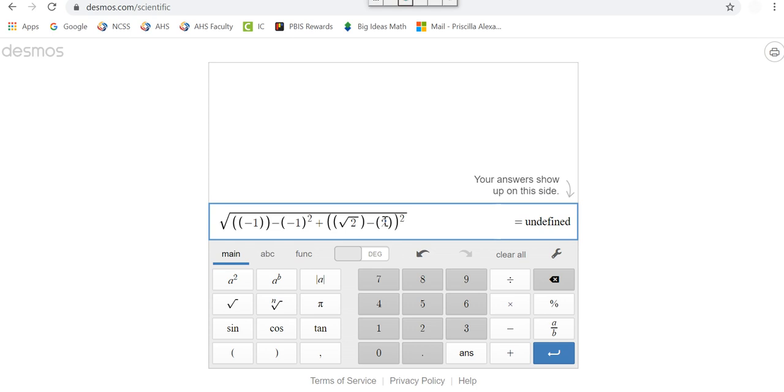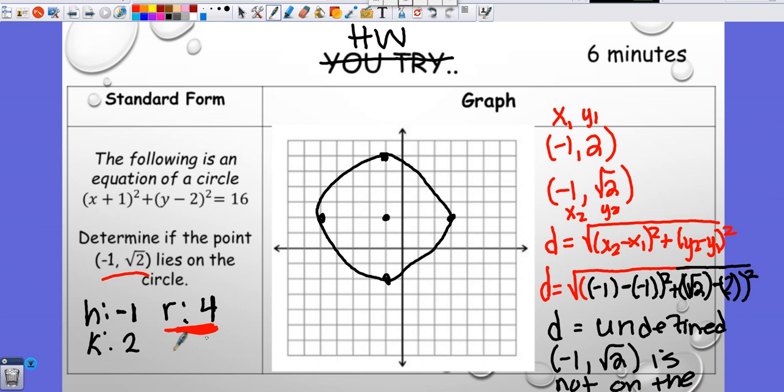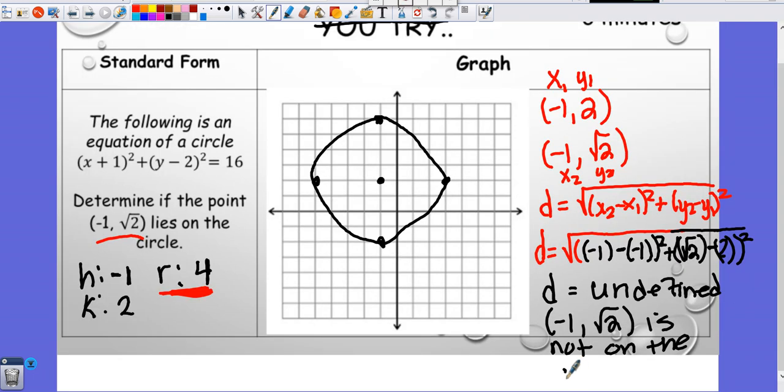So that means there must be a negative number under this radical. So if it's saying undefined, then we're going to go back and write just that. It says undefined. And since we know that undefined does not equal 4, we're going to say that -1, the square root of 2, is not on the circle. And I'm going to check one more time to make sure I got all that stuff in there right.